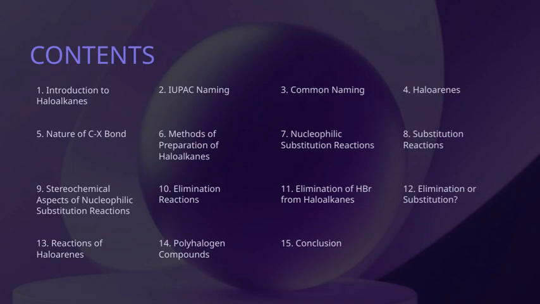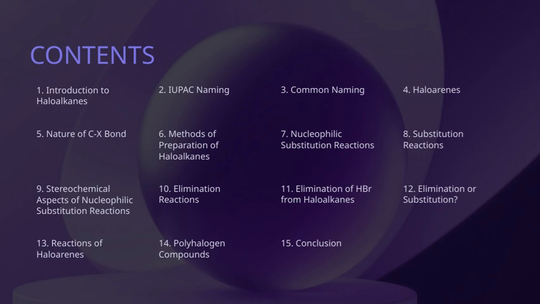Now let's take a look at slide 2, which covers an overview of our presentation topics. We start with the introduction to haloalkanes, setting the foundation for understanding these important compounds. Then, we move into IUPAC naming, which is essential for systematically identifying and naming haloalkanes. Next, we explore the nature of the carbon-halogen bond, discussing its properties and how it influences reactivity. This leads us into methods of preparing haloalkanes, providing insight into how these compounds are synthesized in the lab.